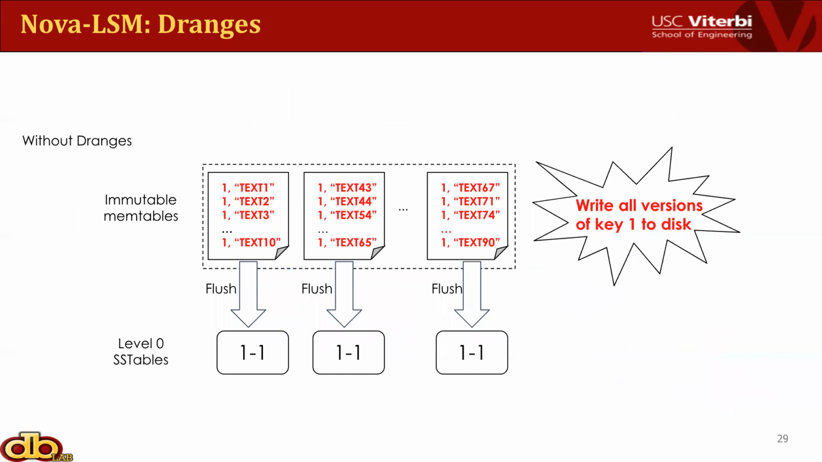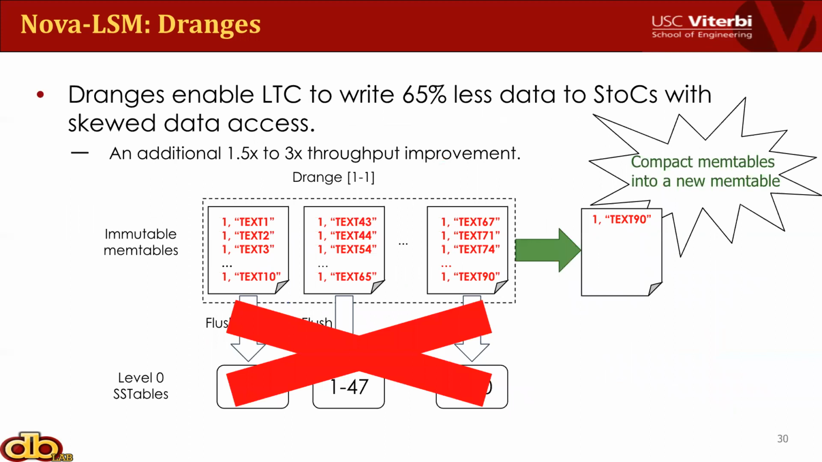Without D-ranges, when an immutable mem table is full, we flush all its contained key-value pairs to disk. With D-ranges, LTC compacts immutable mem tables into a new mem table for D-ranges with hot keys. This reduces the amount of writes to disk significantly because these hot keys are never written to disk, and there will be no compaction that needs to compact them.